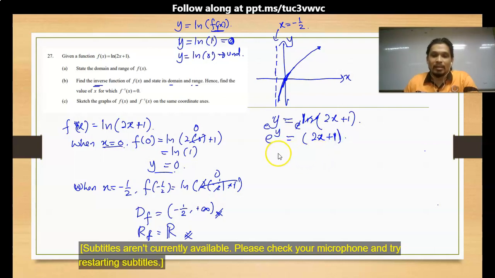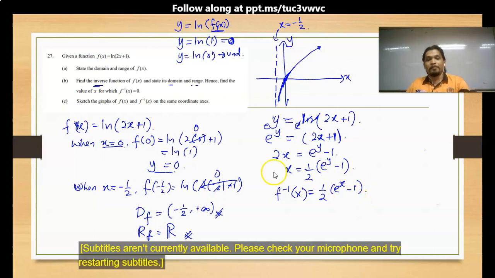Then next, 2x equals e to the power of y, and 1 brought over becomes negative, so e to the power of y minus 1. Then x equals 1 over 2 times e to the power of y minus 1. So then f inverse equals 1 over 2 times e to the power of x minus 1. So this is your function f(x) and this is your f inverse.